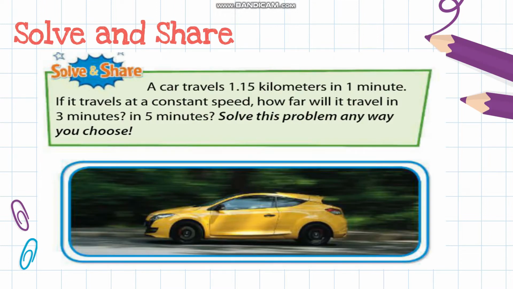Let's analyze this problem. A car travels 1.15 kilometers in 1 minute. If it travels at a constant speed, how far will it travel in 3 minutes? In 5 minutes? So solve this problem any way you choose. When we say constant speed, it means the same number of kilometers every minute.